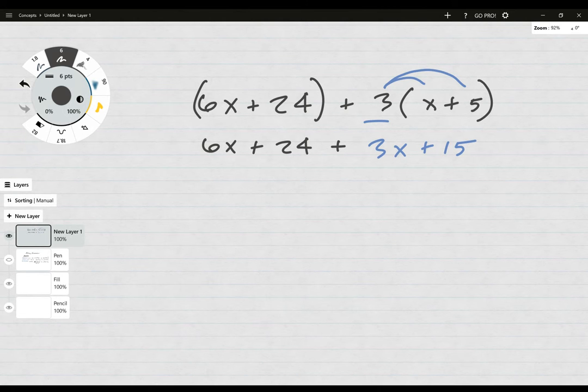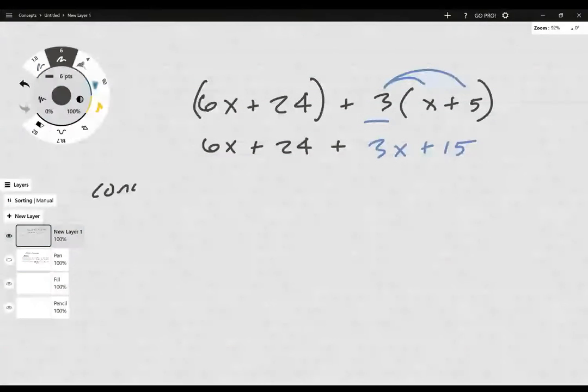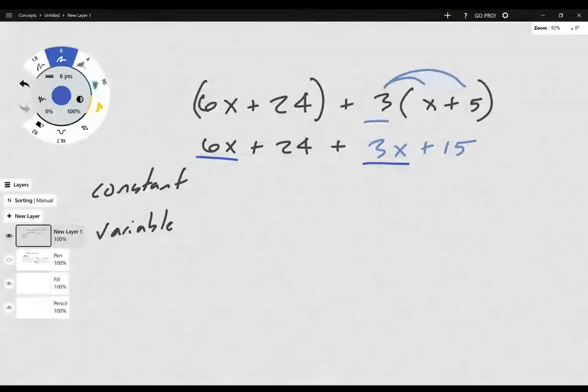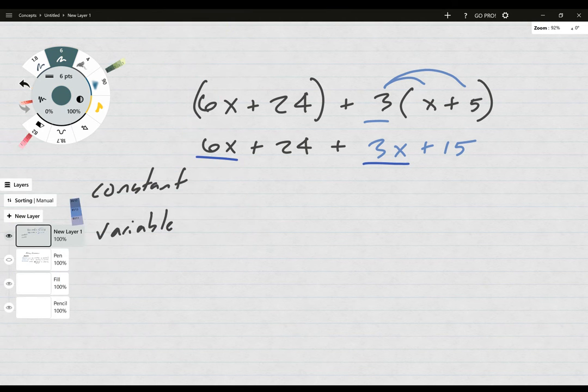Now when we're adding and subtracting expressions, we want to combine like terms. Like terms meaning that they need to be the same. So again, it goes back to our two types of terms that we have. We have our constant terms and our variable terms. Those are the only two types of terms that we are going to be combining. So now it looks like I have 6x as a variable term, and I have 3x as a variable term. But then I have positive 24 as a constant term and positive 15 as a constant term.